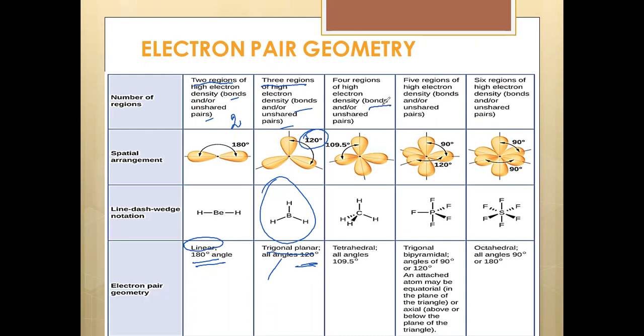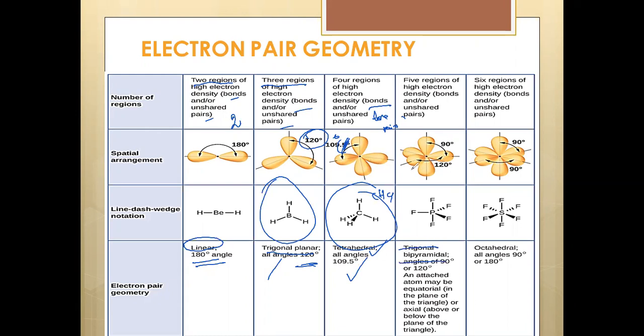Go for the four regions. That is also bonds and unshared electron pairs. Unshared electrons means the lone pair. Approximately we say 109.5, but you need not say that, 109 degrees is enough. You can see the shape is tetrahedral, and your methane, CH4.